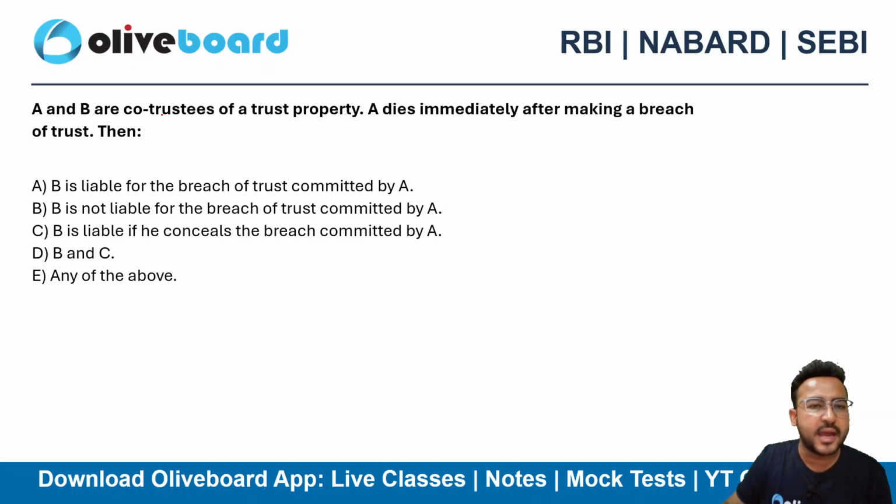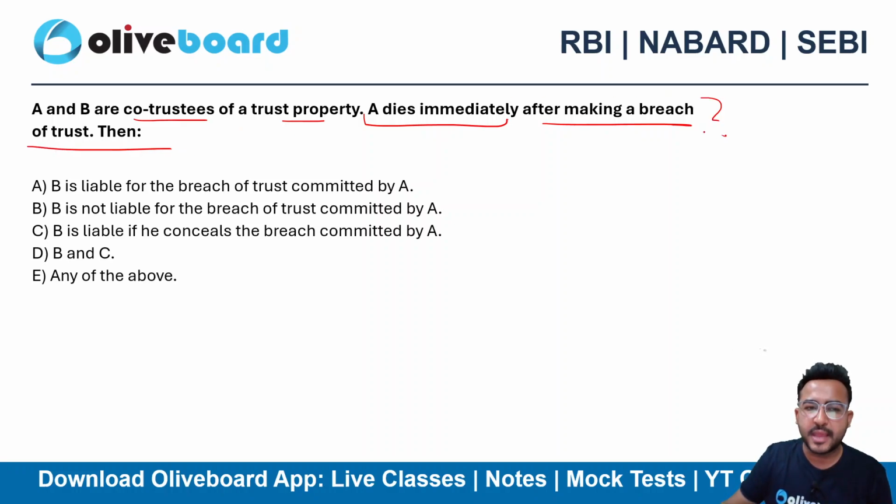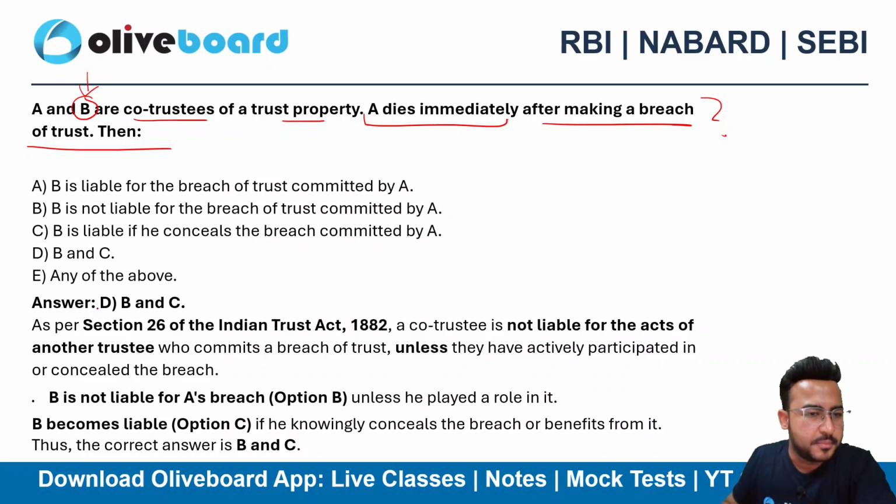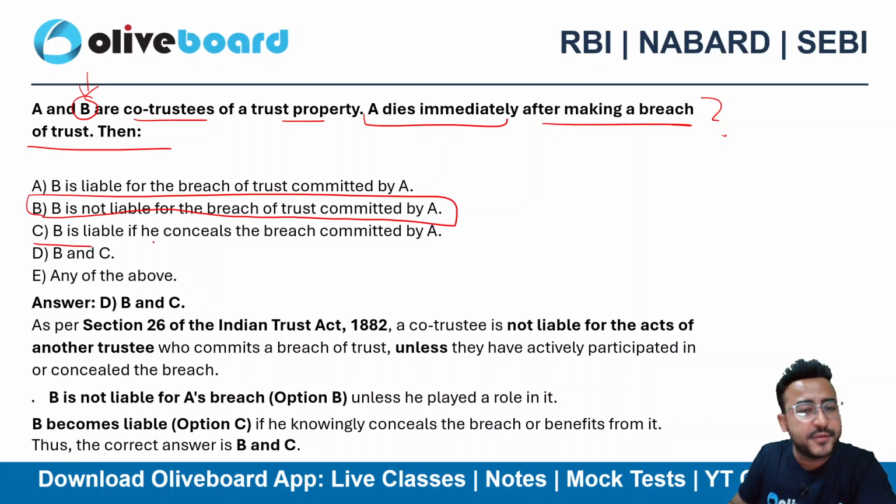Now, A and B are co-trustees of a trust. A dies immediately after making a breach of trust. Then who will be liable? Can I fix the liability of B in this case? The correct answer here is B and C. B is not liable for the breach of trust committed by A. B is liable if he conceals the breach of trust committed by A.